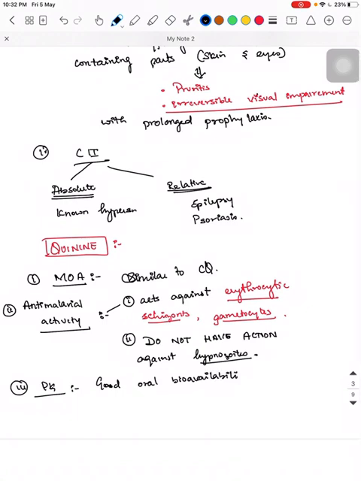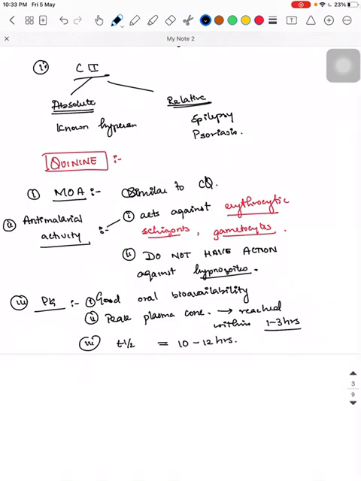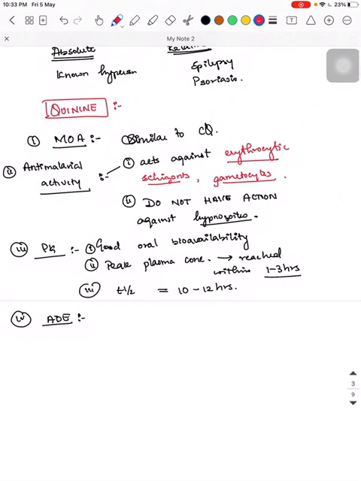Next, its pharmacokinetics. It also has a good oral bioavailability. It reaches its peak plasma concentration within 1 to 3 hours. Its half-life is 10 to 12 hours, while for chloroquine it is 10 days.